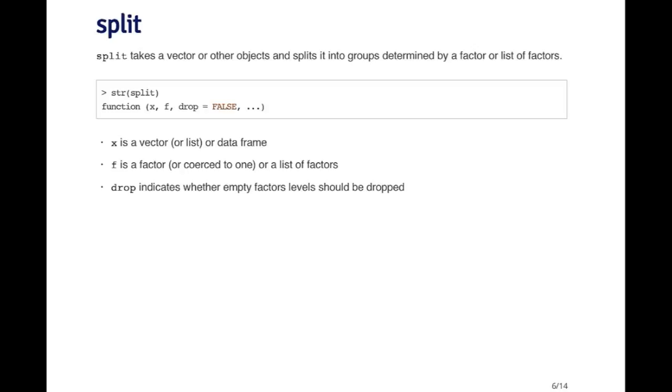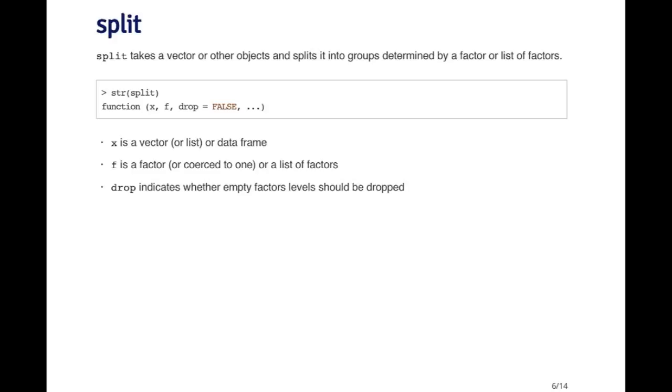tapply is useful because it splits up a vector into little pieces, and it applies a summary statistic or function to those little pieces, and then after it applies that function, it kind of brings the pieces back together again. So split is not a loop function, but it's a very handy function that can be used in conjunction with functions like lapply or sapply. And so I just wanted to mention it here.